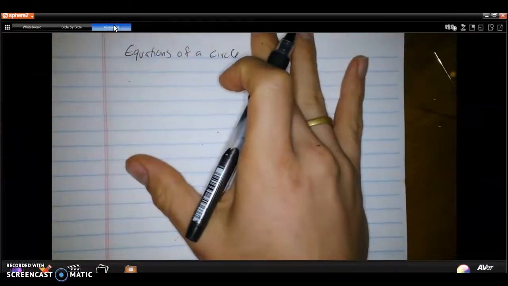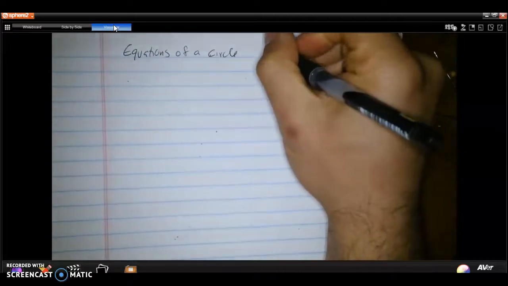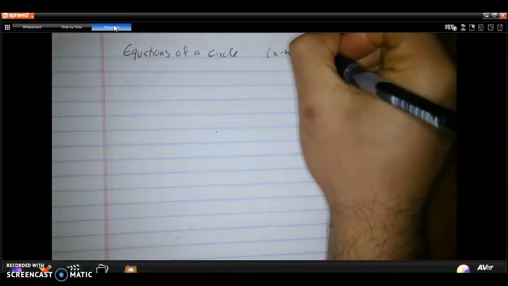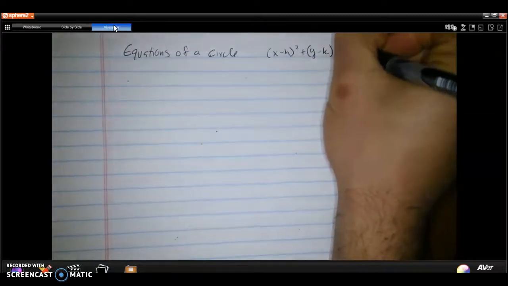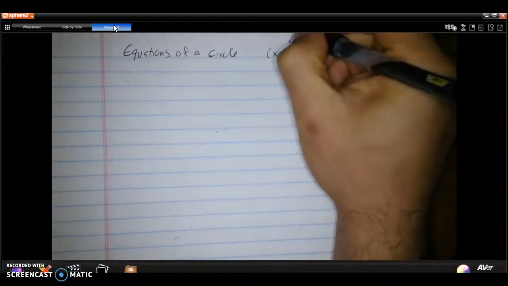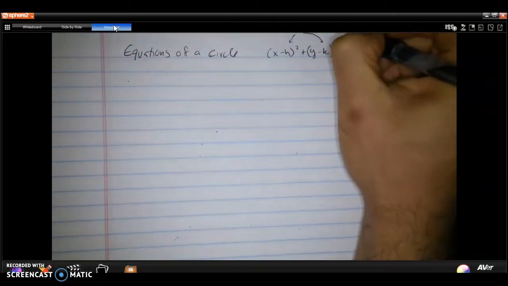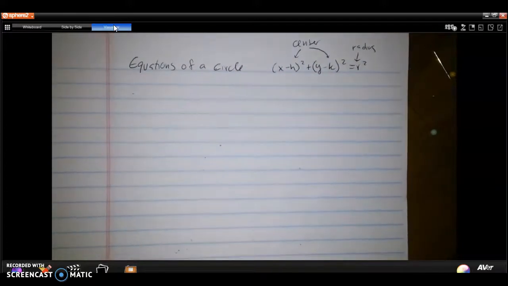Equations of a circle, right? So make sure you have your notes from that other section where the equation of the circle was (x minus h) squared plus (y minus k) squared equals r squared, where (h, k) is the center and r is the radius. Slide that down for you guys to see.